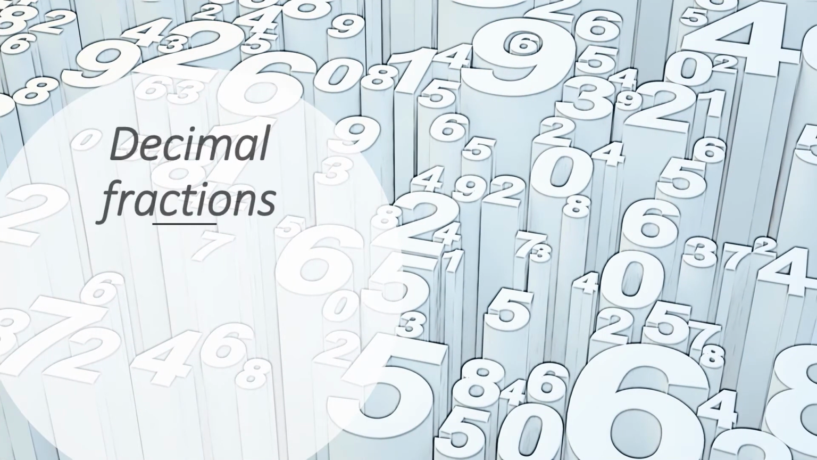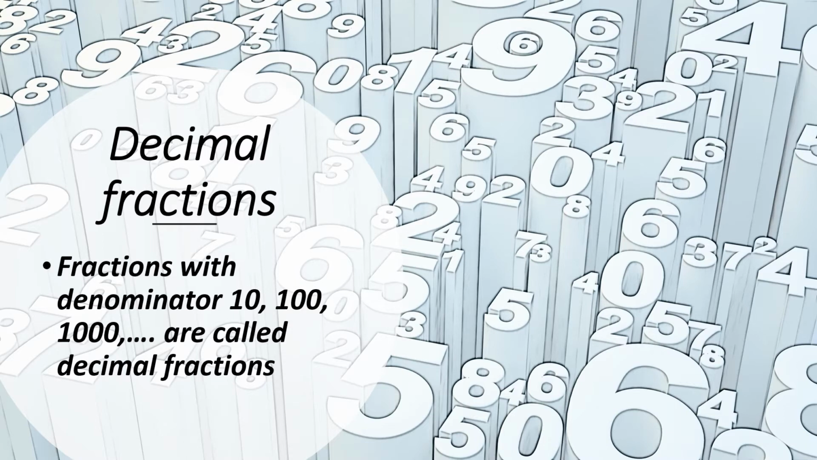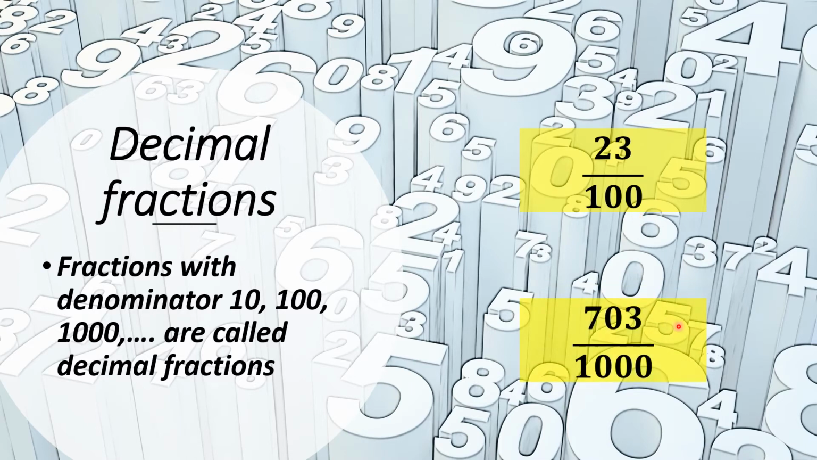What are decimal fractions? Decimal fractions are fractions with denominator 10, 100, 1000, etc. It means if denominators are in the form of 10 or 100 or 1000 or 10,000 and so on, then it is called a decimal fraction. For example, 23 by 100, here the denominator is 100. 703 by 1000, here the denominator is 1000. So these are examples of decimal fractions.